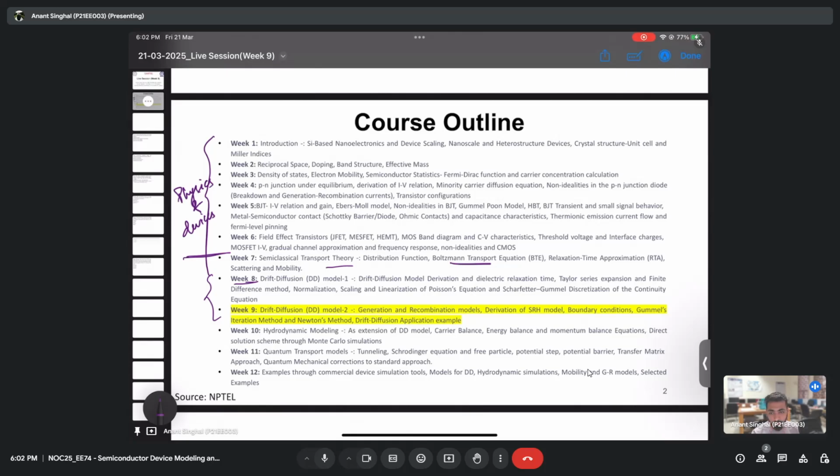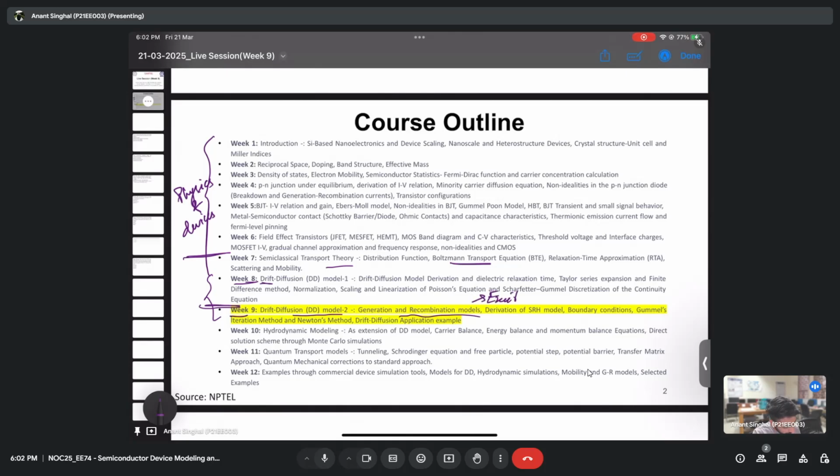In the week 8 lecture we discussed the DD models, the drift diffusion models, and we derived the diffusion part of the current, that is due to the diffusion of the electrons. There is another component, the drift part, that is due to the applied electric field. In this week we have the further drift diffusion model, and some of the generation and recombination models that were left in the previous class, such as the exciton model.